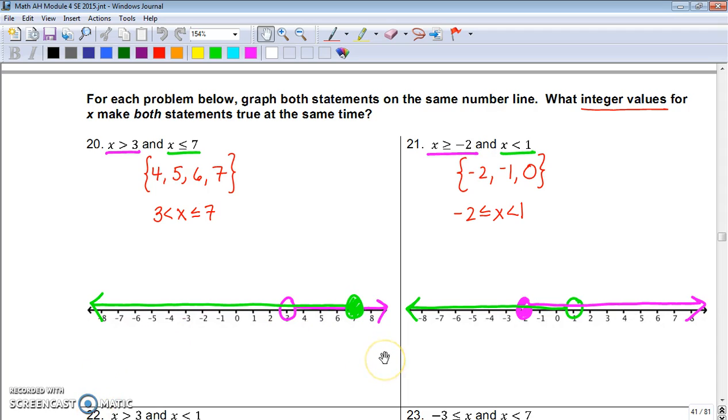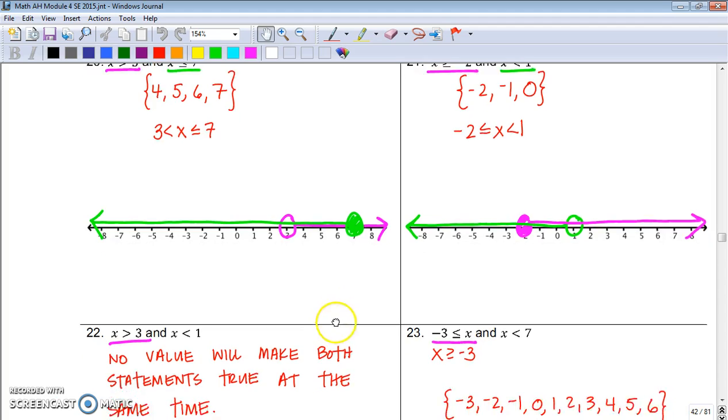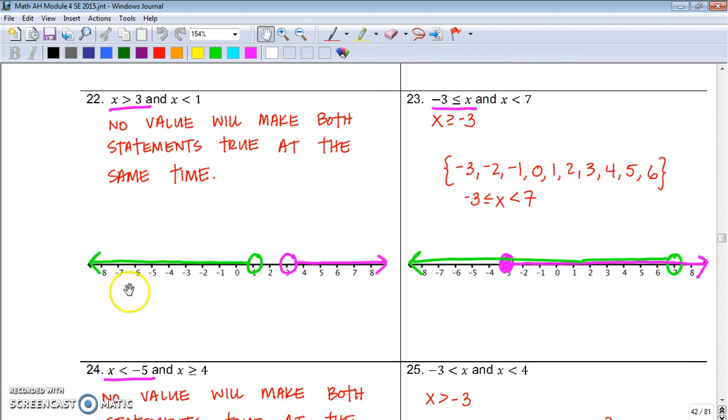Okay, hopefully you had a second to try those, so we're now going to compare answers. So you tried number 21, and when there was the graph, we're looking for the overlap. In the overlap, the integers were -2, -1, and 0. And the combined inequality is -2 is less than or equal to x is less than 1. Number 22 was a trick question. When you graphed each one, there was no overlap, so we just wrote the same thing we wrote on 24. There's no value that will make both statements true at the same time.